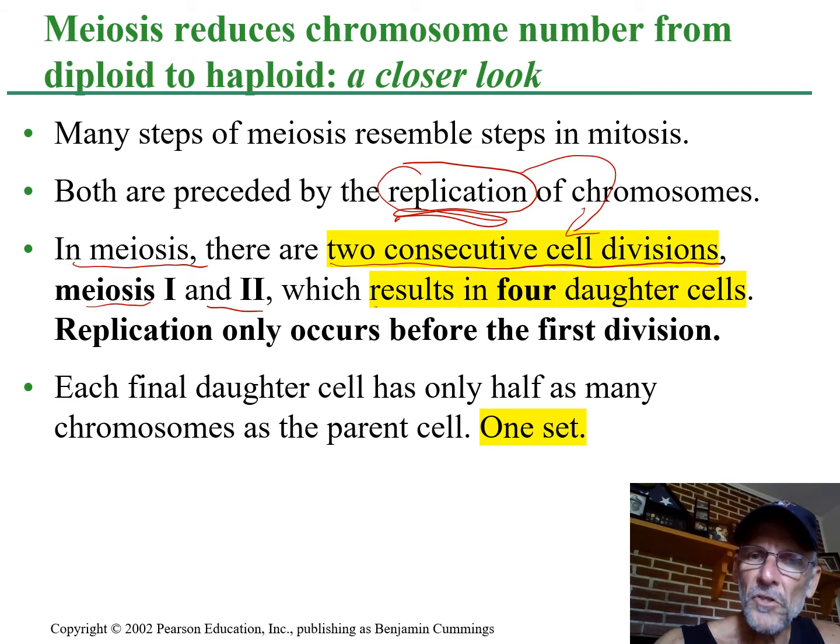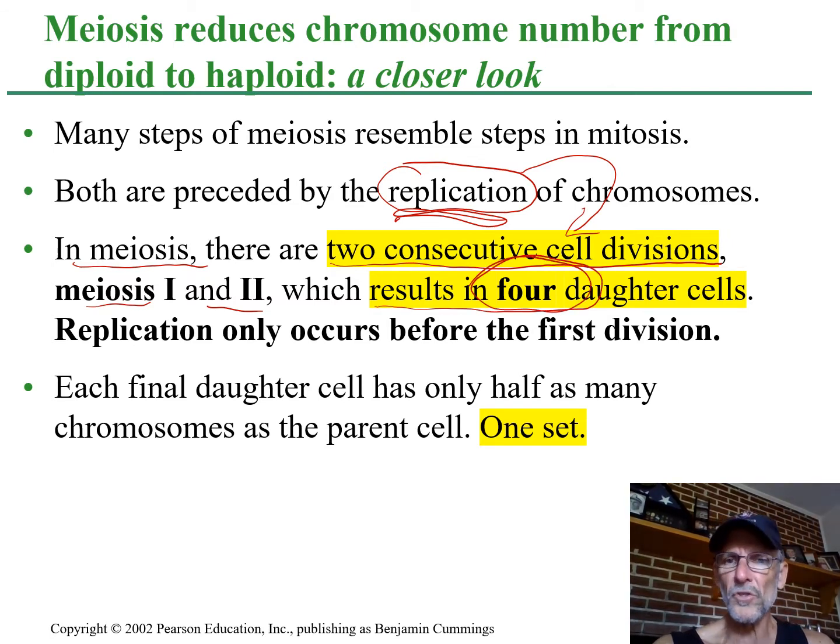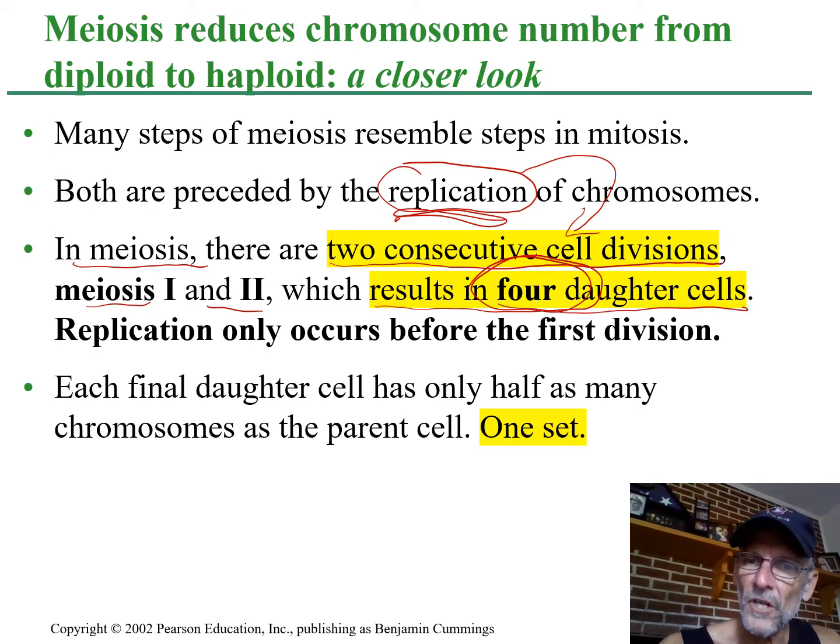And so that's going to result in 4 total cells, one big difference. Meiosis results in 4 daughter cells from the one you started with. Mitosis results in 2 daughter cells. Meiosis results in 4 daughter cells from the one cell you start with. And again, what these 4 daughter cells have is quite different than what the parent cell had. They only have one set, one of each kind.